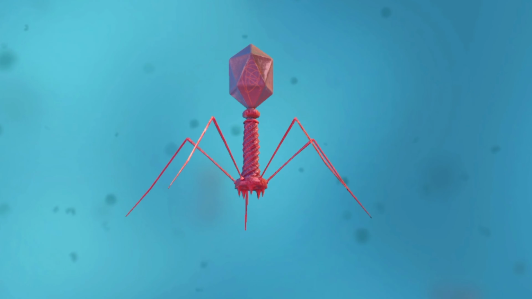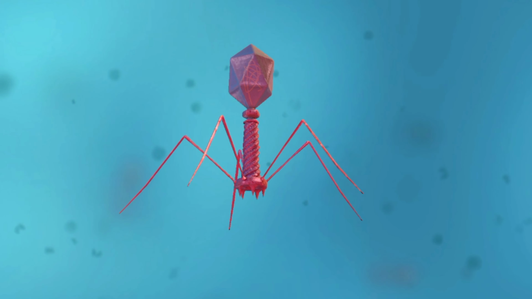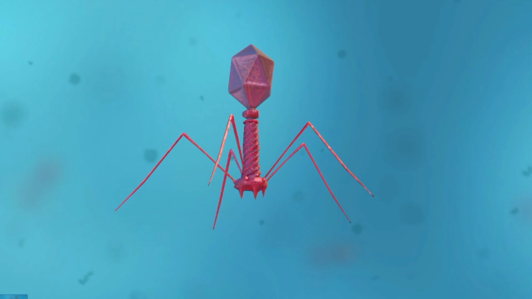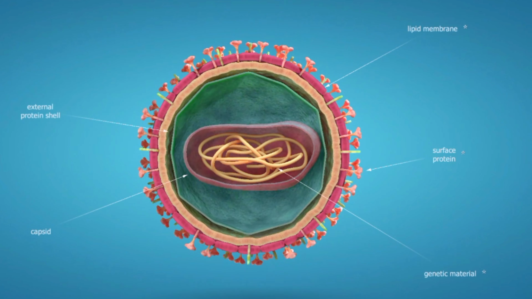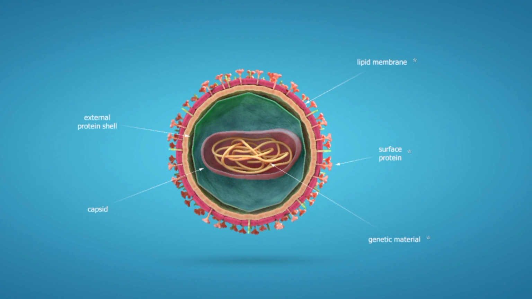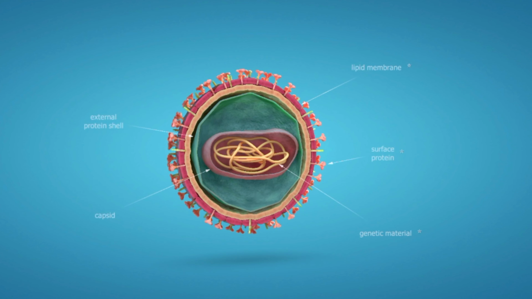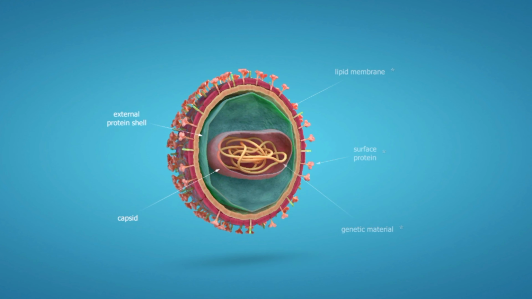The protein coat of a virus is also known as the capsid. The capsid is made up of individual protein subunits called capsomers. The capsid protects the genetic material of the virus and helps it enter the host cell. The shape of the capsid can vary between different types of viruses. The most common shapes are helical and spherical.